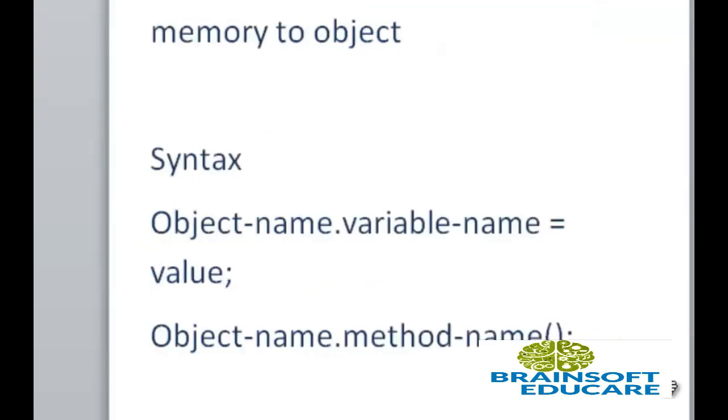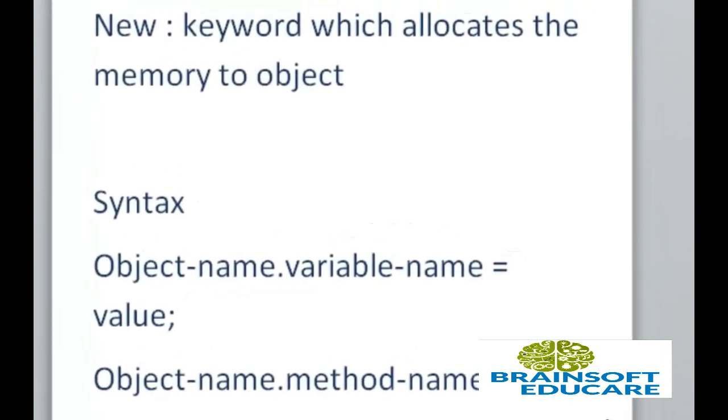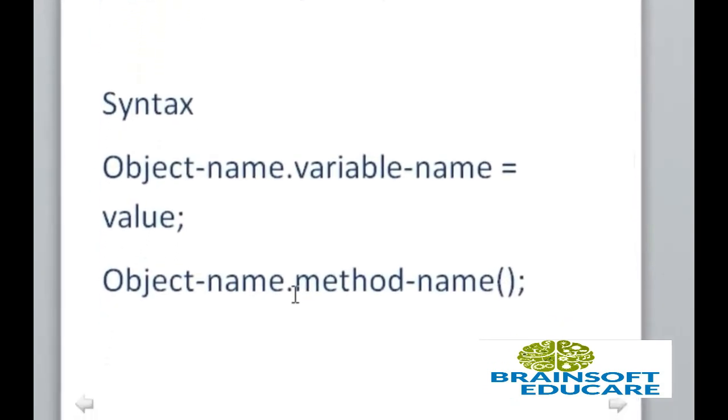Now, how to use the class variables and methods through an object. Here is the syntax for how to use the variables and methods of a class through an object. Object name is the name of the object, then the dot operator, which is used to link the object and the class. Variable name is the name of the instance variable in the class. Here is the syntax for how to call the class method using the object name.